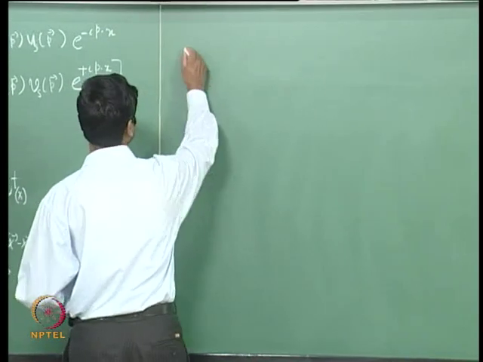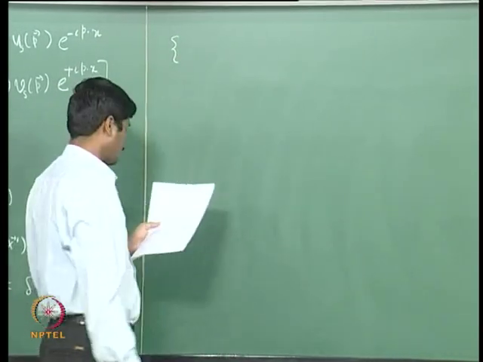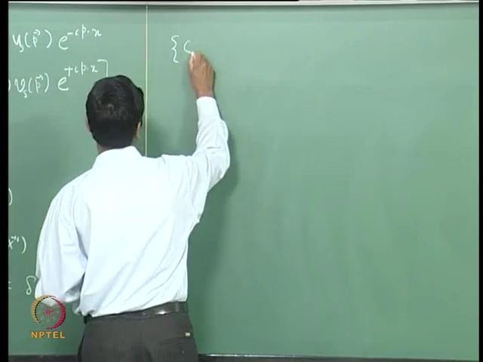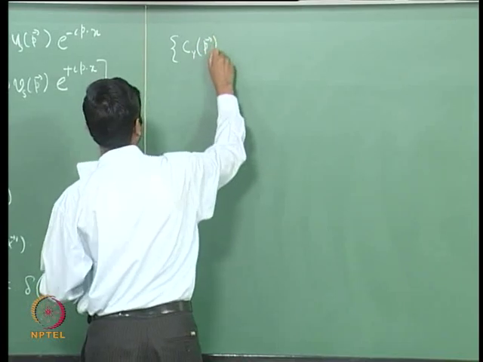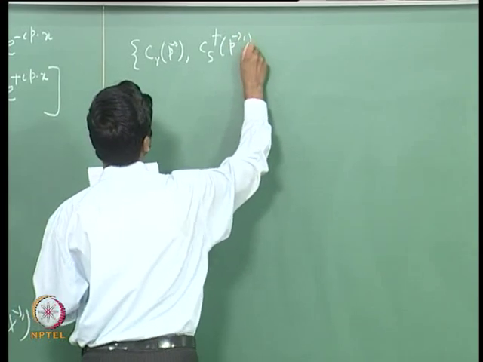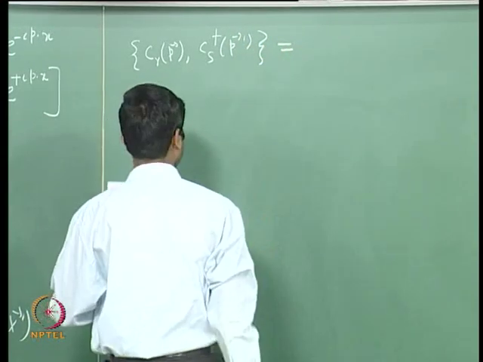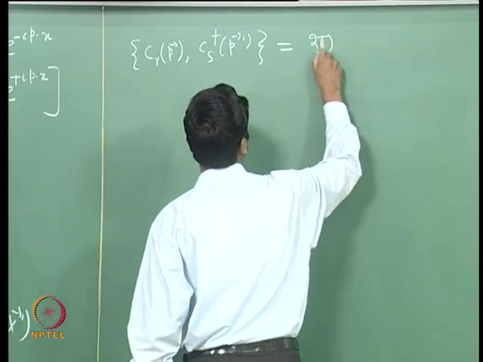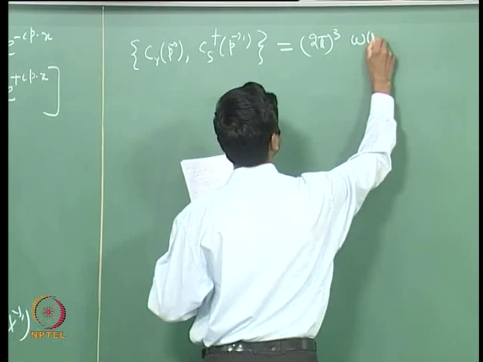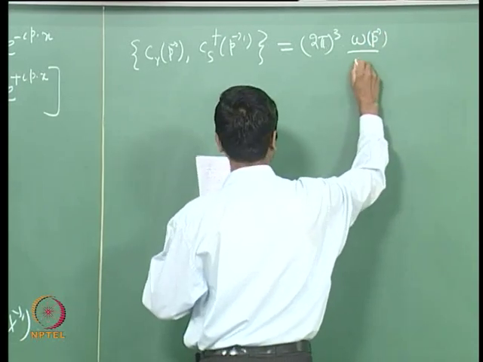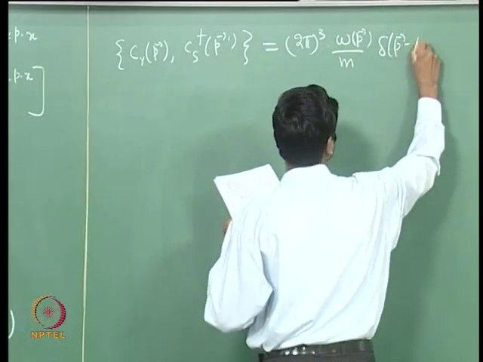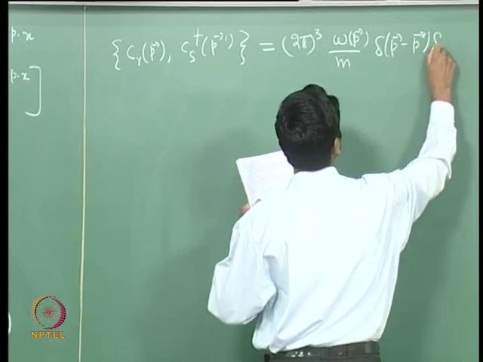The anti-commutation relation satisfied by the c_s and d_s is given by: the anti-commutator of c_r(p) and c_s†(p′) is (2π)³ ω(p) divided by m, times δ(p − p′) δ_rs.